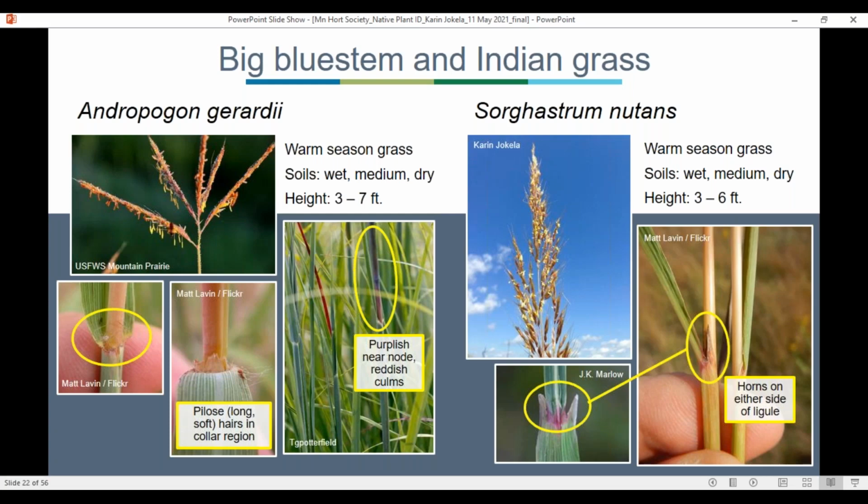And one of the things that has sort of purple nodes and stems, has sort of hairs along the collar area. And yeah, pretty easy to identify, especially as it starts to shoot up that flowering stem. The Indian grass has these horns on either side of the collar. That is really easy to see once it starts to shoot up its flowering stalk. So even before you see that bronze beautiful seed head, you're going to see those little horns on either side of the ligule.